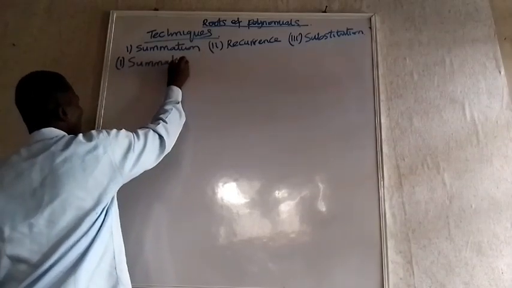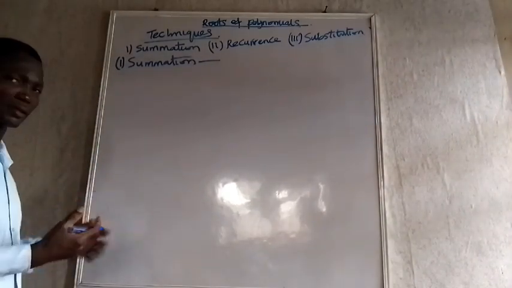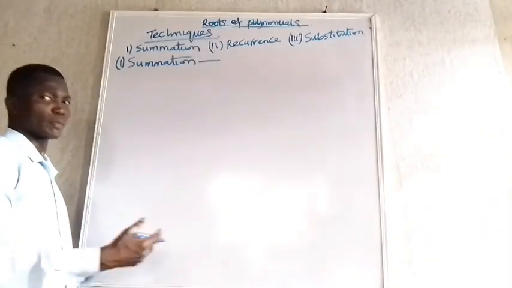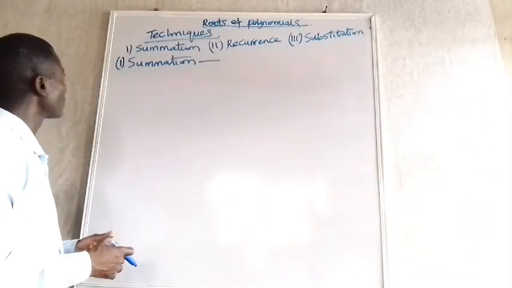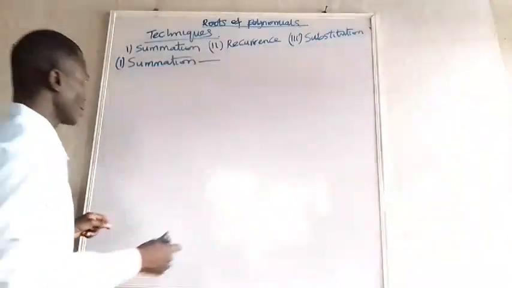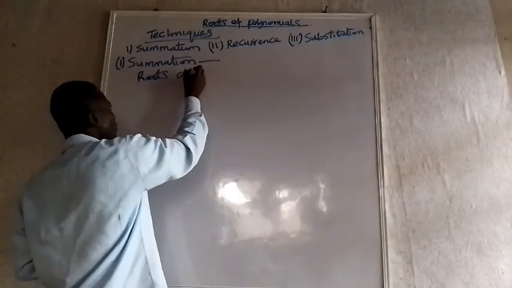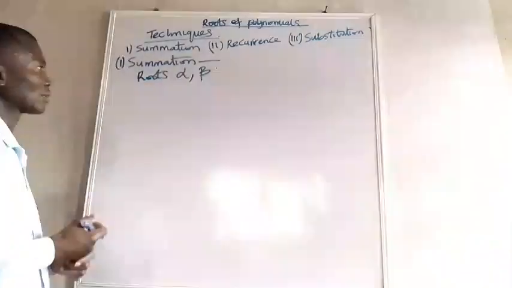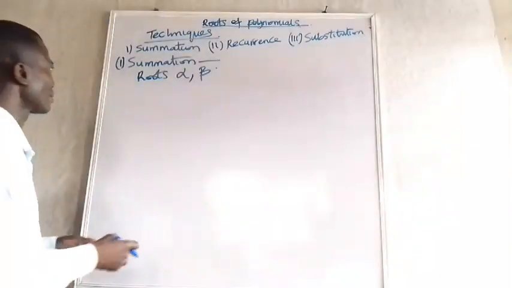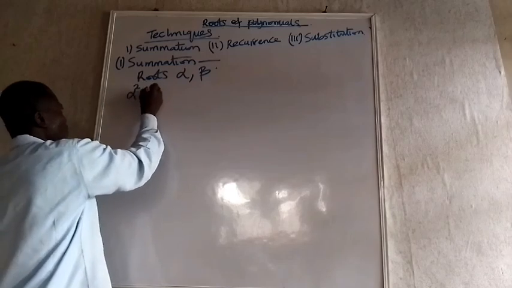This is the basic technique of getting some values of the sum, of the product, and some other things. Mainly it's about the sum. Let's look at something like this. When we have roots alpha beta in quadratic, and we are asked to find alpha squared plus beta squared.